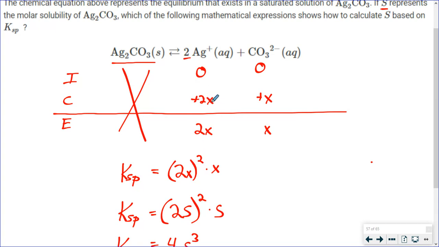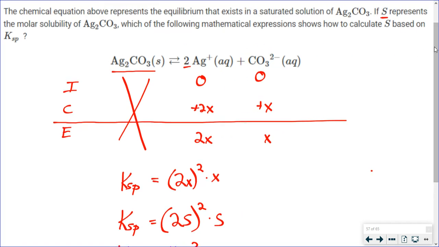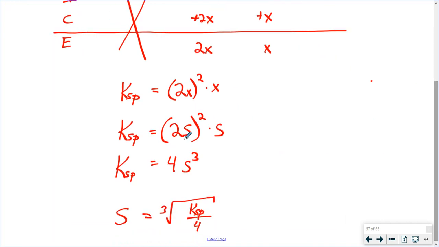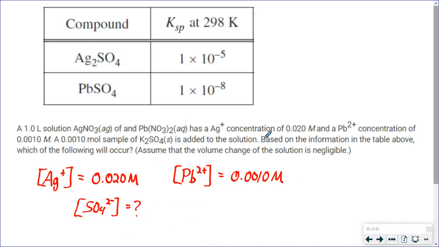If our x value was 1, that would mean we would have 1 mole of this that could dissolve per liter of solution. And we'd end up with 2 moles of silver and 1 mole of carbonate. But the actual x value is our S, our molar solubility. So I'm replacing x with S here, and then we just have to solve this for S, and you get this. S equals the cube root of the KSP over 4. And so I hope that helps for that problem.